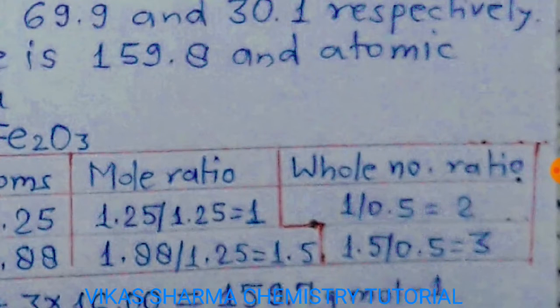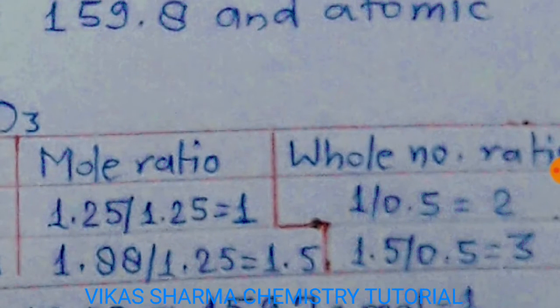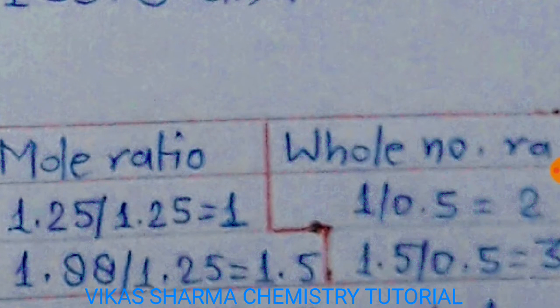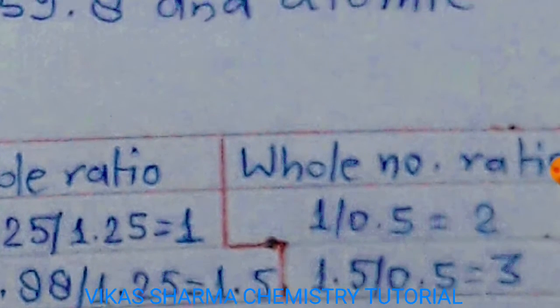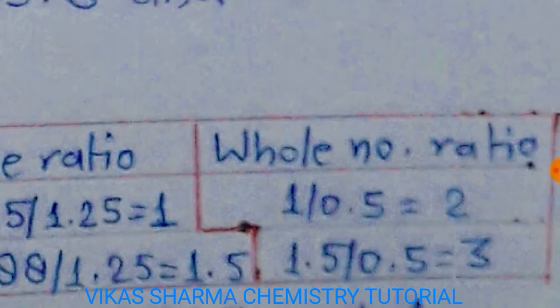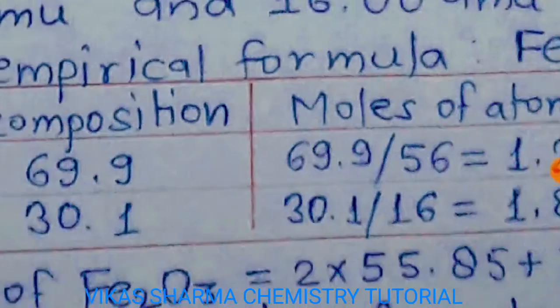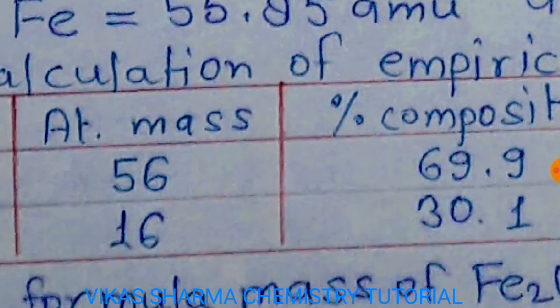Whole number ratio will always be the common factor of the mole ratio. In mole ratio you can see 1 and 1.5. So a number 0.5 can divide 1 and 1.5 also. So whole number ratio, 1 is divided by 0.5. So it is 2. Now we move to oxygen.